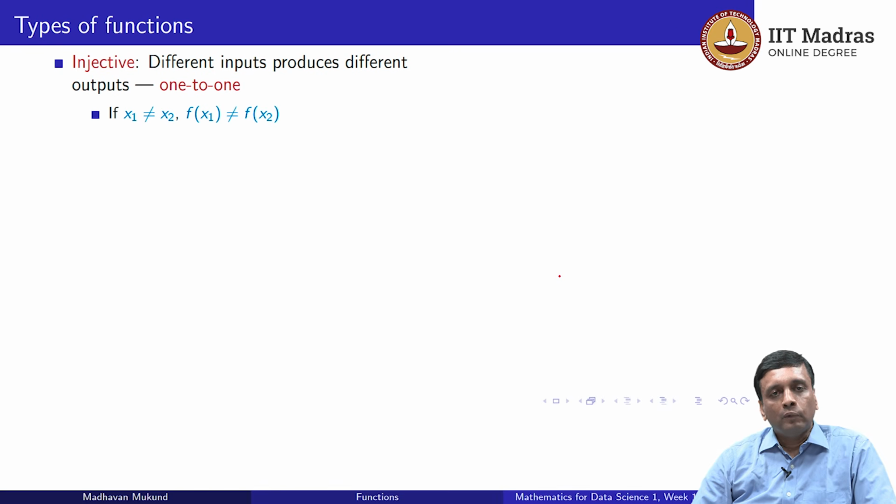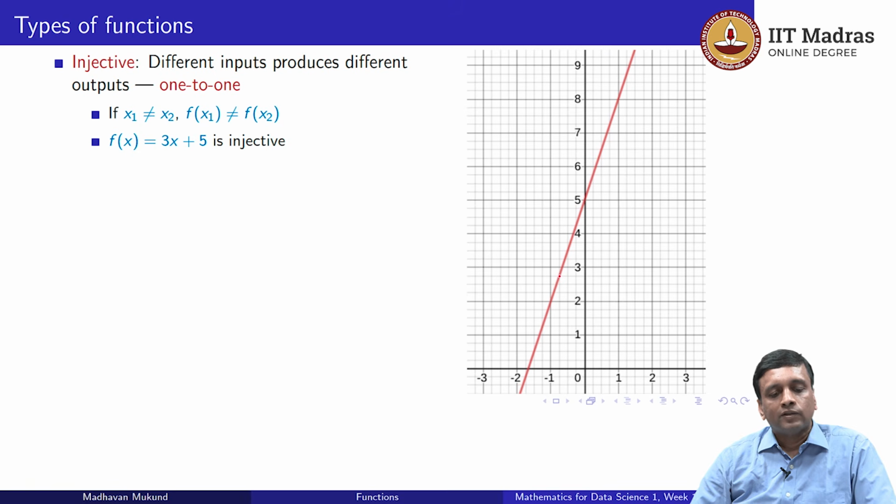Now we saw when we looked at relations that there are some properties of relations which are interesting, like reflexivity, symmetry and so on. Similarly, there are properties of functions which are interesting. The first interesting property of a function is whether it is one-to-one, whether it is injective. What this means is that if I give you different inputs, does the function always produce different outputs? If x1 is not equal to x2, is it guaranteed that f of x1 is not equal to f of x2?